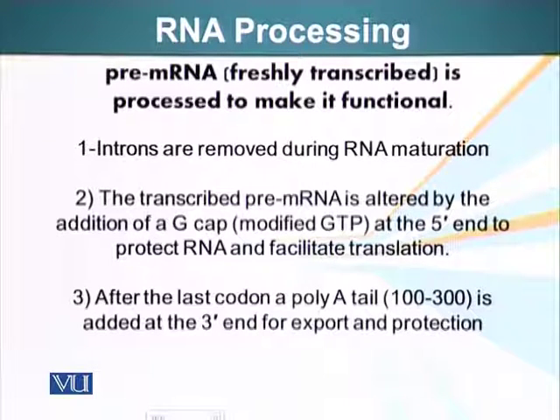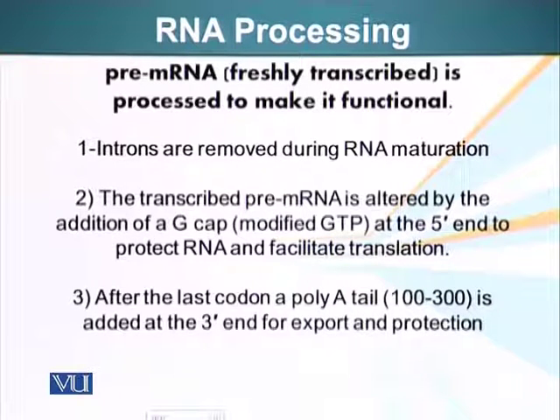The transcribed pre-messenger RNA also has to get a GCAP, a modified GTP, at the 5' end of the messenger RNA. This is basically done to protect the RNA. RNA is a very labile molecule as compared to DNA. RNA has a very short life because it degrades very easily.